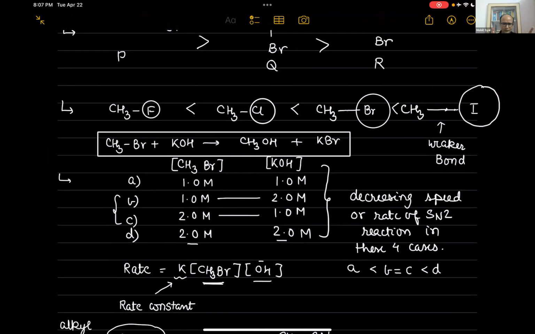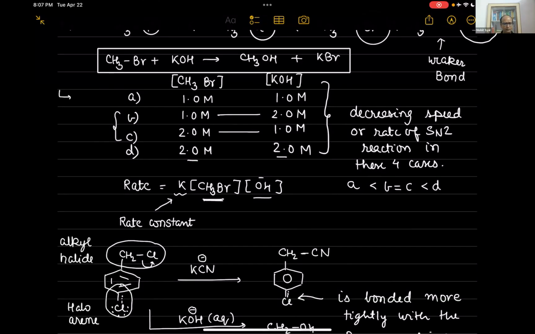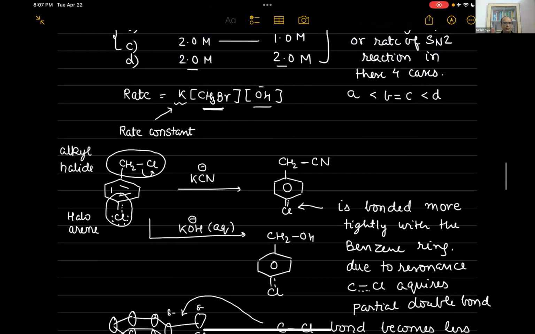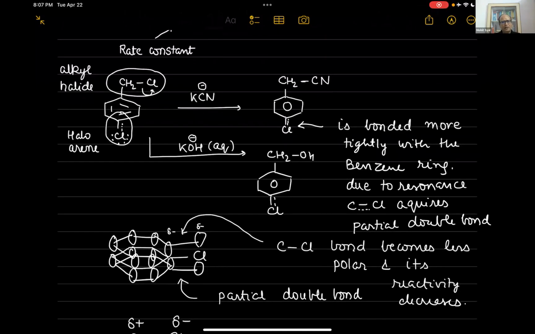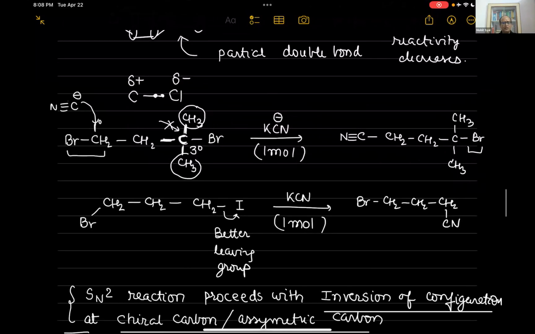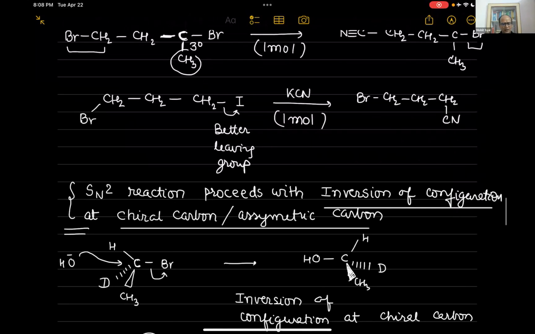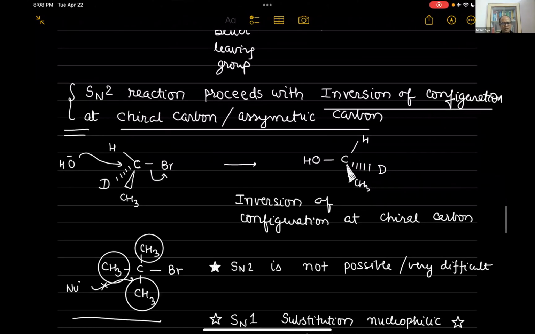Both the concentration of the reactant CH3Br and the concentration of the nucleophile. The halogen atom connected to the benzene is very less reactive. That's what we have seen, because it is in resonance. It requires partial double bond character, and we had seen that there is an inversion of configuration in SN2.